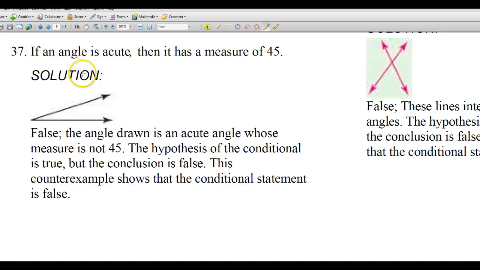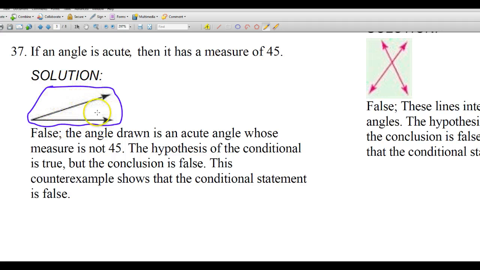On this next one, a counterexample does not have to be in words. It can be a diagram. So, if an angle is acute, then it has a measure of 45. Our counterexample would just be this diagram here, this angle.